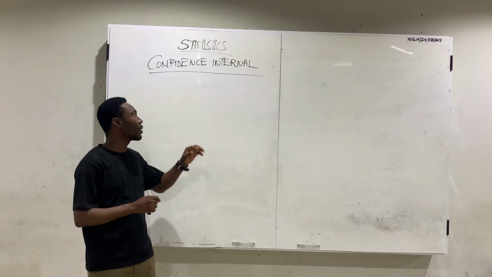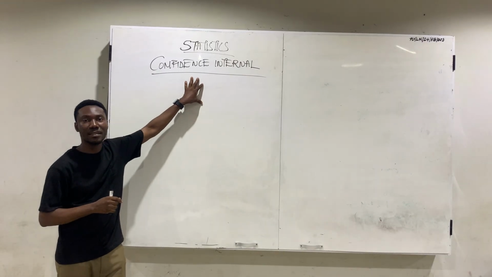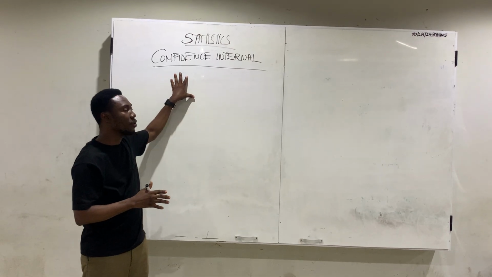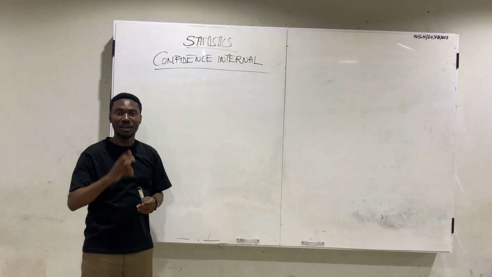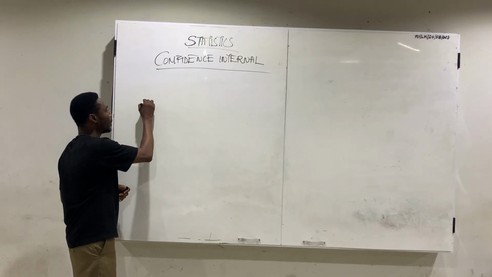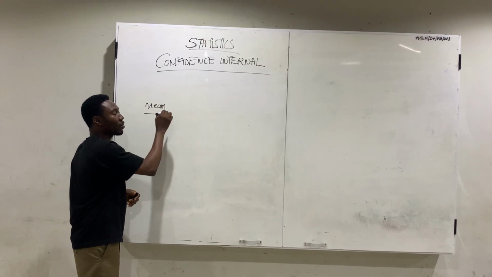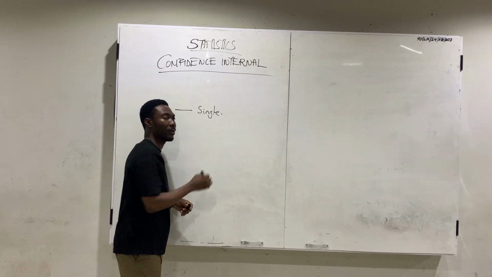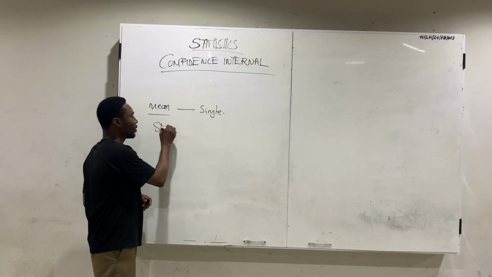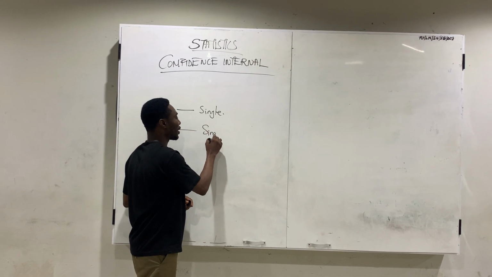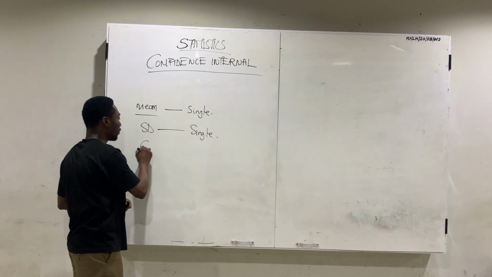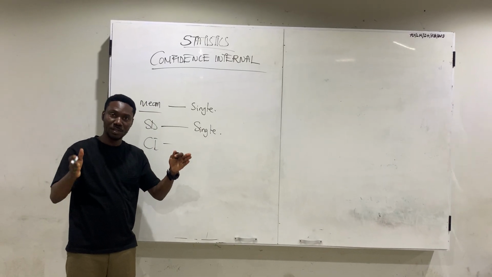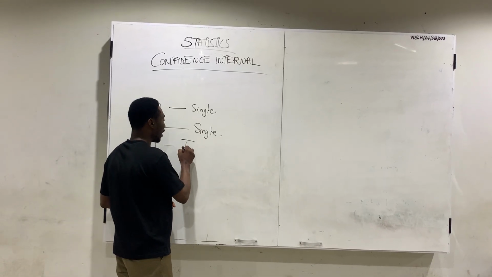What that means is that when it comes to confidence interval calculation, this is a form of statistics in which the answer you are going to get will be two answers. For example, when you are calculating for mean, you end up getting a single answer. In calculating for standard deviation, you end up getting a single answer. But when you are calculating for confidence interval, you get a range of values. You don't get a single answer. Usually, you are going to get two values.